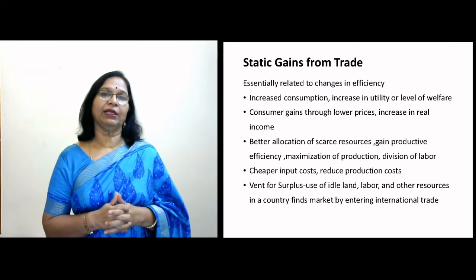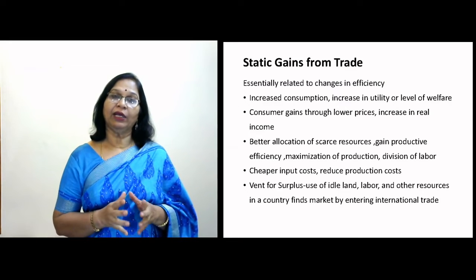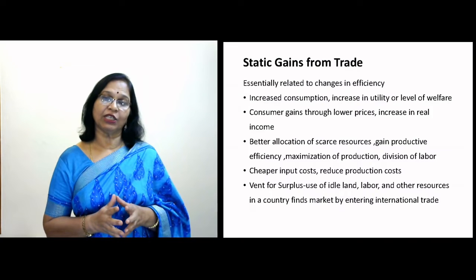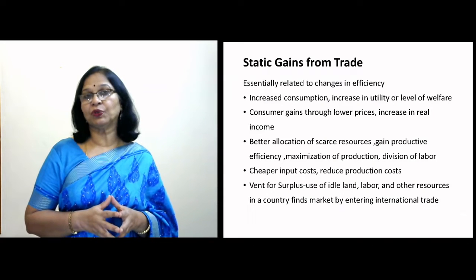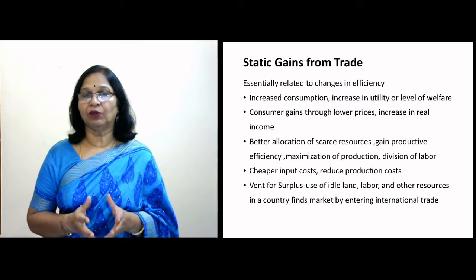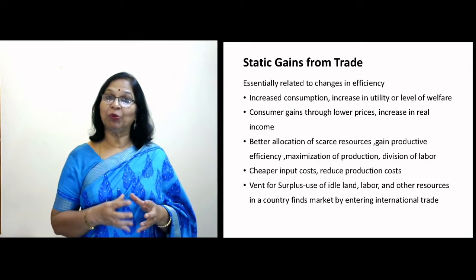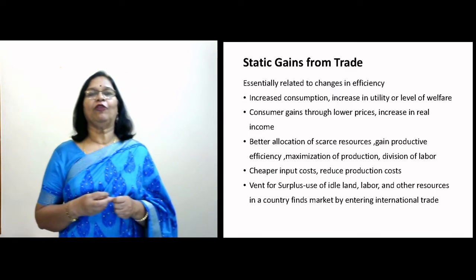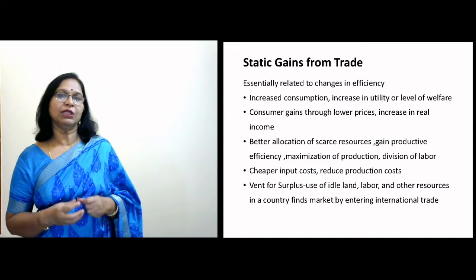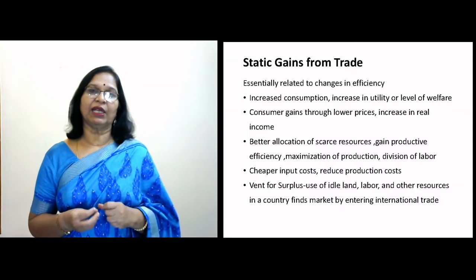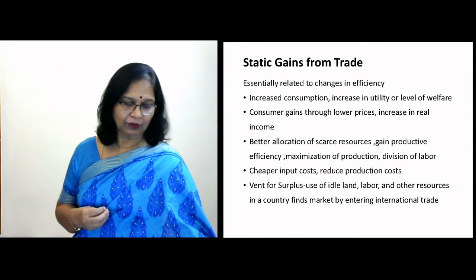There is also this idea that there are idle resources in the country if trade does not take place. There could be natural resources, there could be other factors of production. So, all of these idle resources can be put into production and therefore find a market. So, these are known as the static gains from trade.